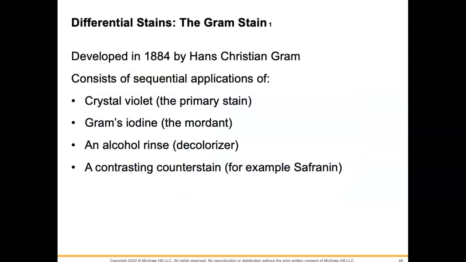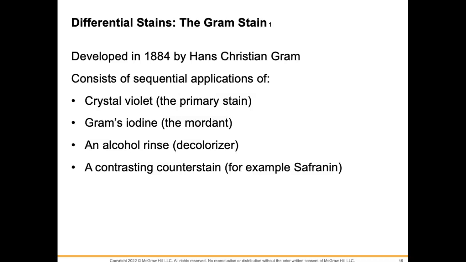So the most popular stain that I'm aware of that we use in the lab is the Gram stain, and it consists of sequential, or in order, applications of crystal violet, Gram's iodine, an alcohol rinse, and a contrasting counter stain. So we usually use safranin for that counter stain. So crystal violet goes on. We leave it for about a minute, depending on the video that you watch or the book that talks about it. It can range anywhere from 40 seconds to a minute. But you put that on, you let it sit, and then you rinse it with some water.